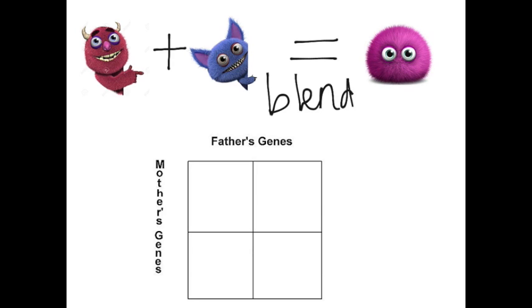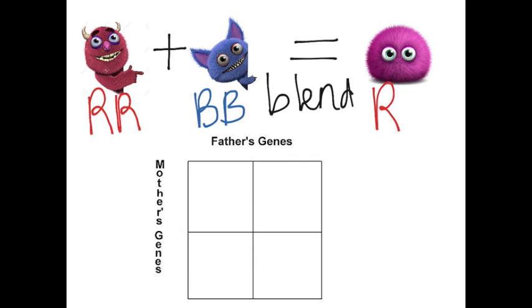In order to do a Punnett square, there are no lowercase letters. So when you look at this, the genotype for the dad here would be red, RR. The genotype for the mom here is blue, BB. The baby has a blending of those two genotypes, so she has a red, blue, or RB.